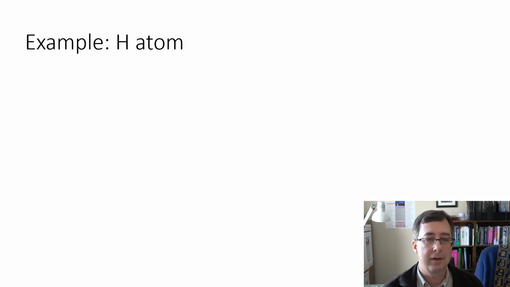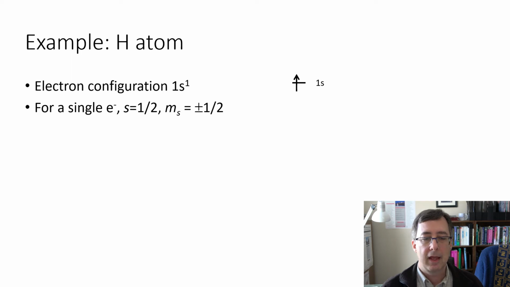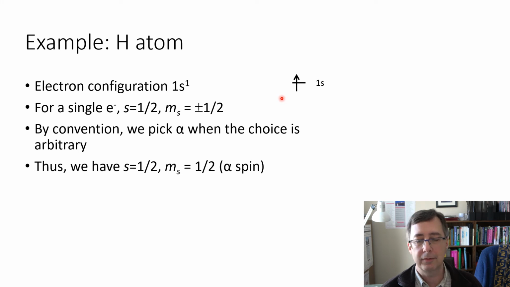So let's do an example of the hydrogen atom. The electron configuration is 1s1. So there's a picture of that. And for a single electron, I've already said a single electron always has S equals a half, and M sub S can be plus or minus a half in general for one electron. By convention, if you're getting ready to put something in a quantum chemistry program, you normally pick alpha as the one that you think about if you have to pick something. So we'll pick alpha, and so that means M sub S is positive a half. And so I have M sub S is positive a half, S equals a half, and that's what I'm going to think about when I think about hydrogen atom.